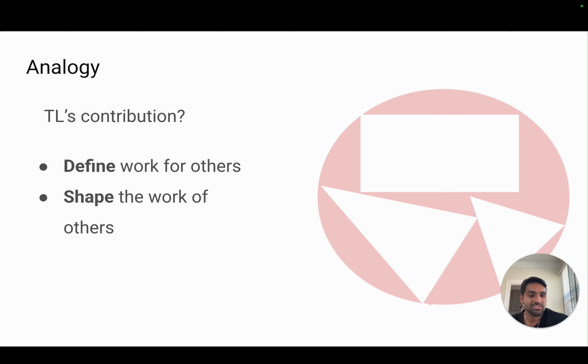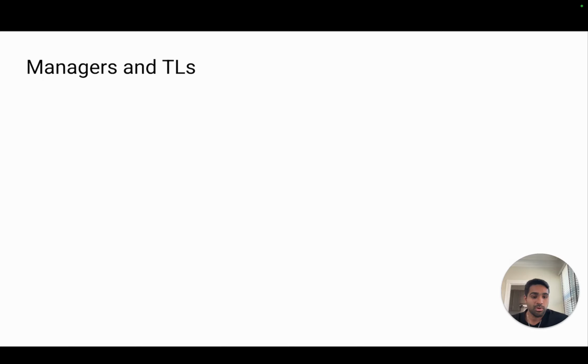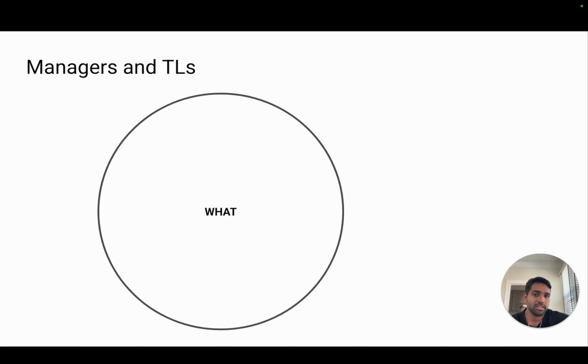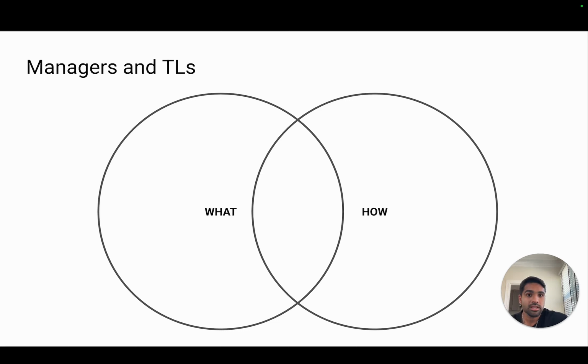But putting that aside, there's a natural question of, okay, how do TLs work with managers and what is the difference in roles and responsibilities? This is somewhat of a thing that people kind of get confused about, and rightfully so. But simply, what I say is that managers figure out what to do and TLs figure out how to do it. But there's a big overlap between the responsibilities of managers and TLs, as you would see.